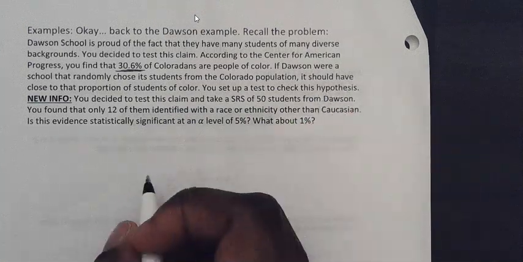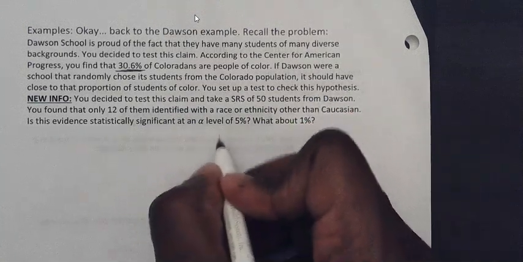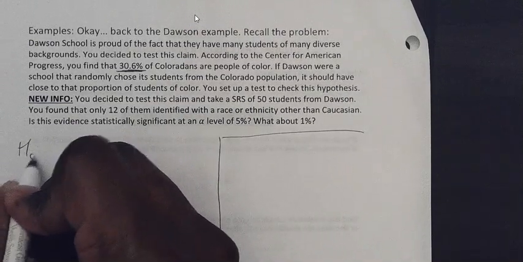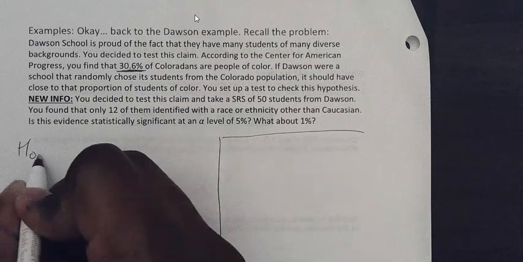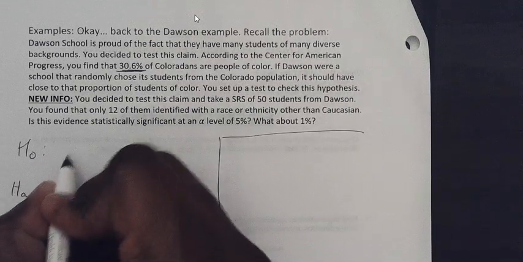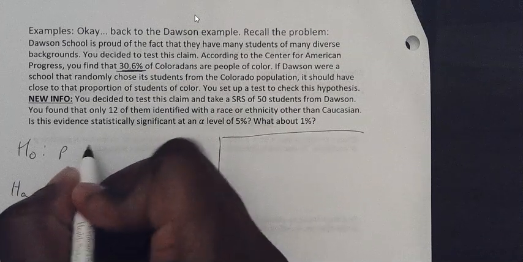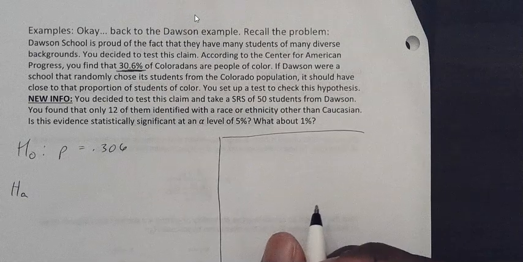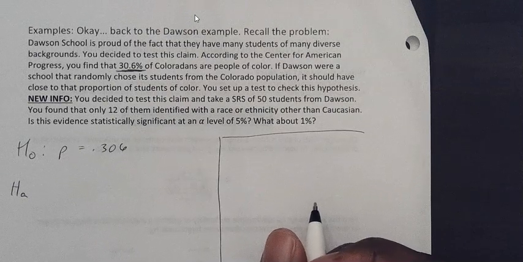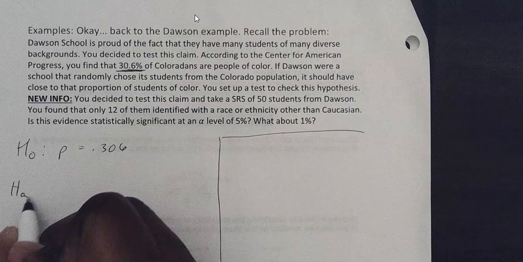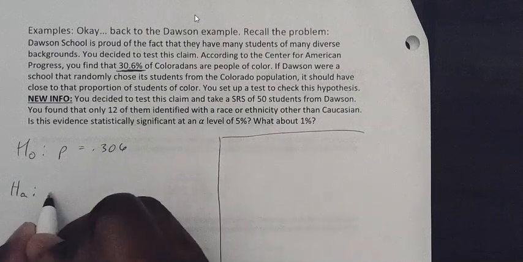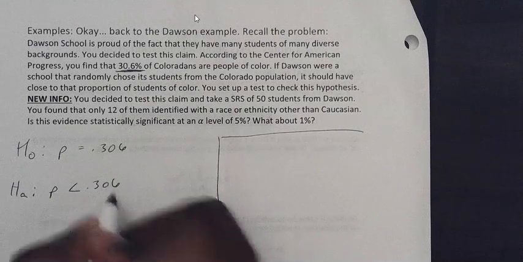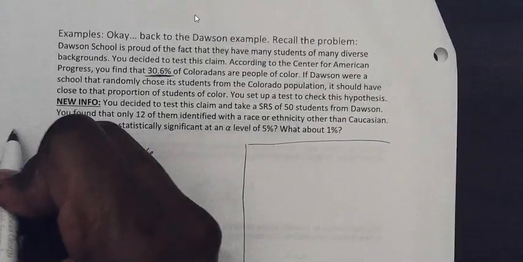All right, we're going to check all that stuff about state and so forth. Let's get started with this. Let's start with my null and my alternative hypothesis. My null is that the proportion is actually equal to 0.306. The proportion of students at Dawson is actually about 30.6% students of color. And the alternative is that this isn't true. So we're going to say the proportion is something less than 0.306.